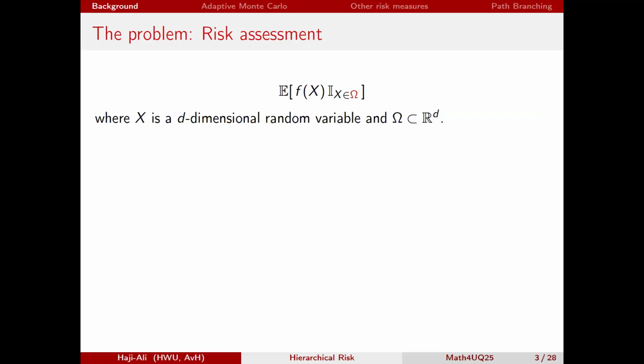The quantity of interest that we want to compute is some expectation of some function depending on a random variable x, with an indicator of x being in some domain omega. This quantity appears frequently in risk assessment when you want to compute the probability of some catastrophic event, or some quantity of interest on that event when that catastrophic event happens. So x will be a d-dimensional random variable, and omega will be, of course, in R^d.